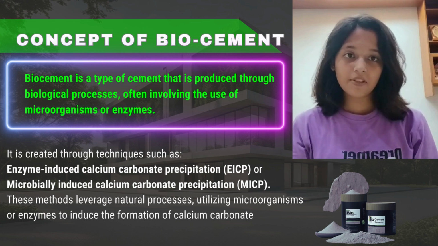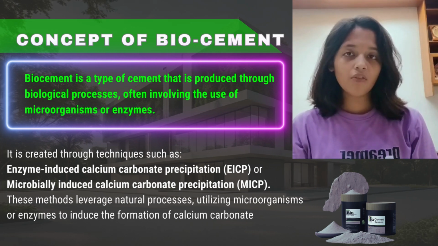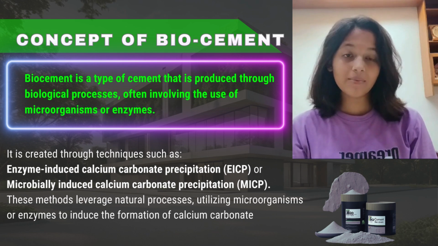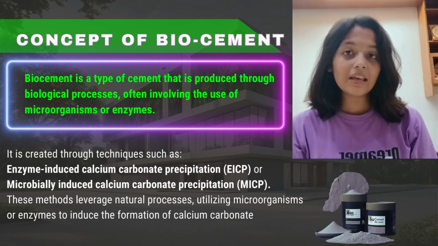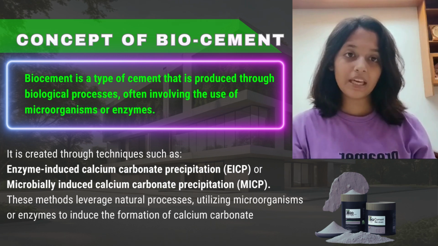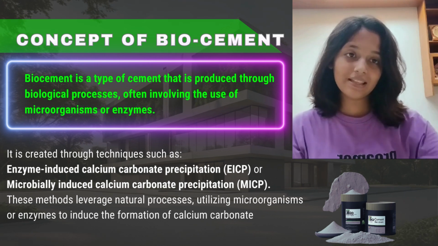Biocement is a type of cement that is produced through biological processes, often involving the use of microorganisms or enzymes. It can be created through techniques such as enzyme-induced calcium carbonate precipitation (EICP) or MICP. This method leverages the process of calcium carbonate formation in this enzyme.